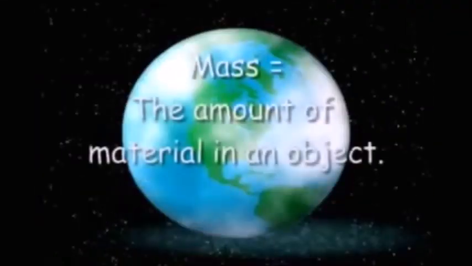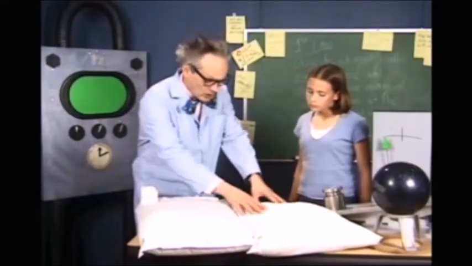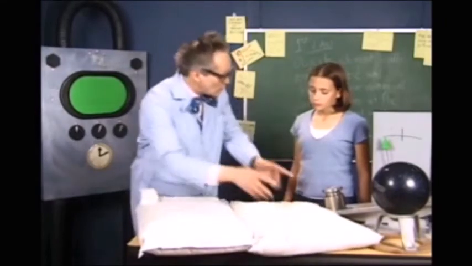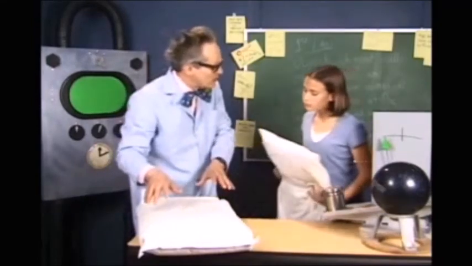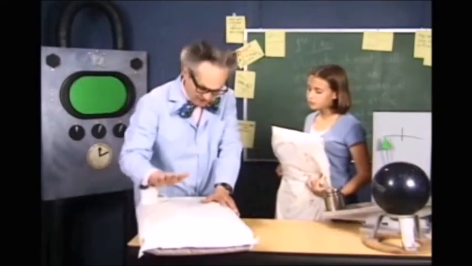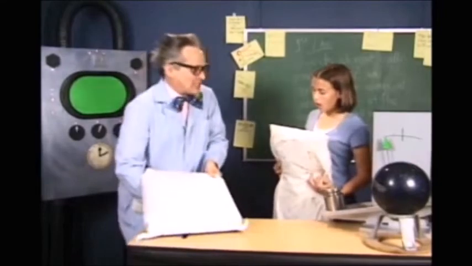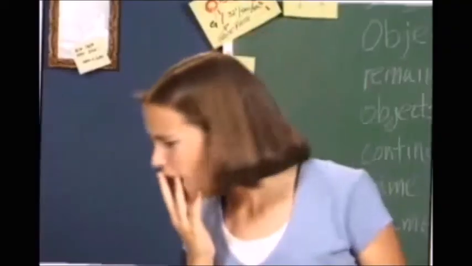And the amount of material is called mass. These two things look about the same size, a pillow and a bag of wheat. Now the pillow is mostly air, so it's easy to move. The bag of wheat's got a lot more material in it, has a lot more stuff, so it's harder to move. It has more mass. This shows us that size and mass are not the same thing.